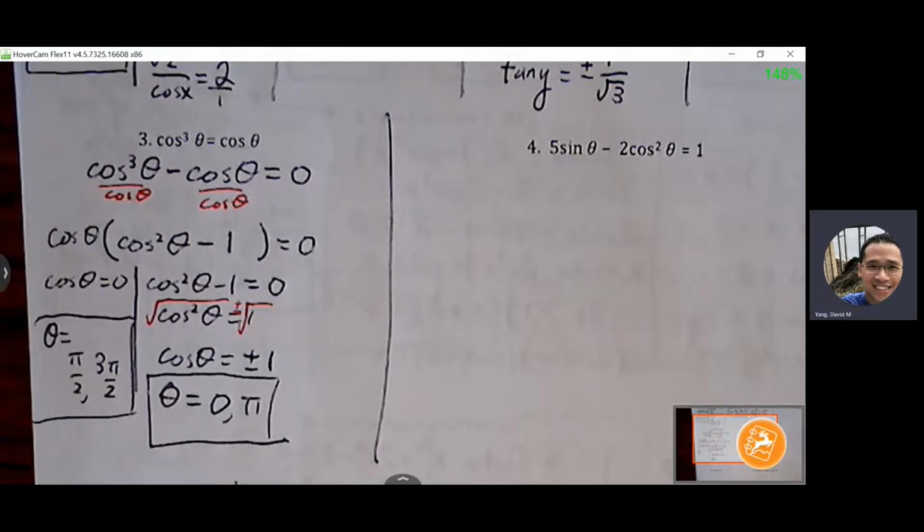Okay, take a look at number 4. 5 sine theta minus 2 cosine squared theta equals 1. I mean, this would be good to factor if everything's in terms of one trig function, right? So what could we do here? Anything that we can replace to make it easier to work with?